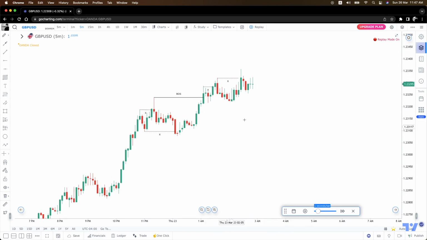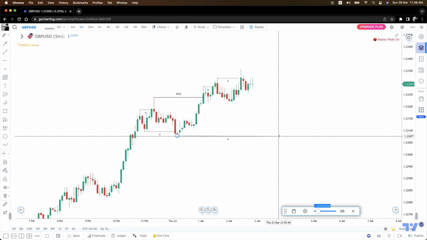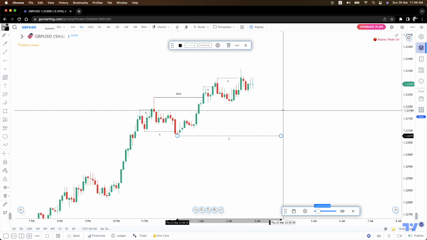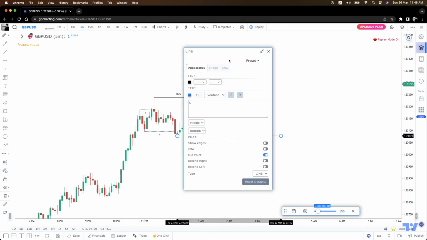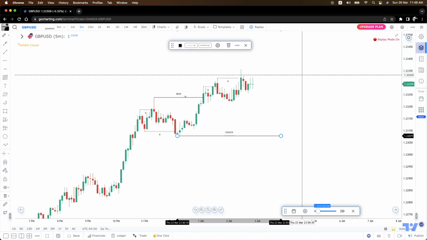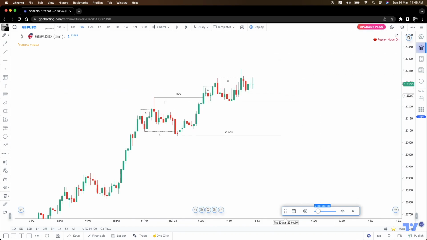The reason why I'm marking this up is to know where my change of character is going to be. If this is my confirmed BOS, my confirmed break of structure, I know for sure that if the price happened to break this low, this is where my change of character would be. That's the whole point of this, the whole point of understanding where the actual BOS happened.